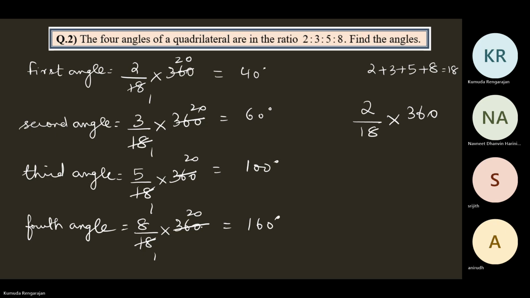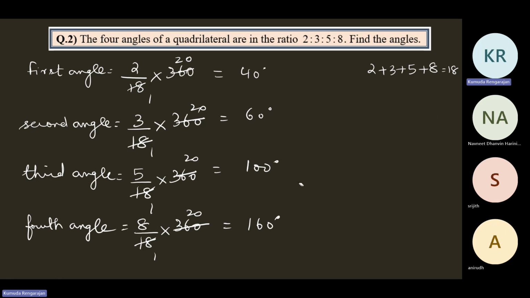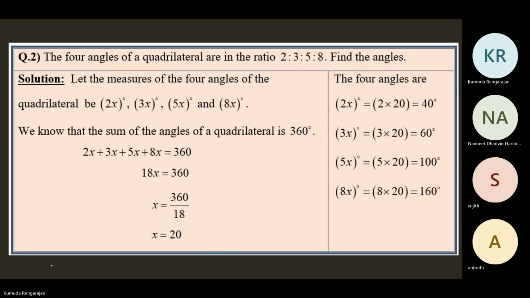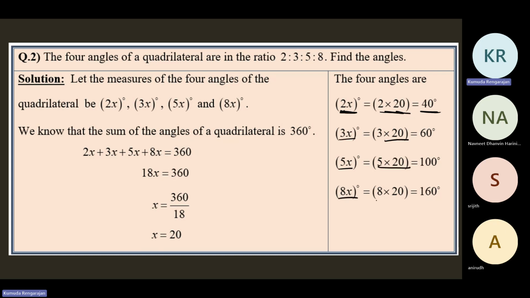Correct? So this is one way of presenting the answer. You can also present your answer like this. Let the angles be 2x, 3x, 5x, and 8x. So 2x plus 3x plus 5x plus 8x is equal to 360 degrees. 18x is 360, x is 360 by 18, x is 20. Once you find the value of x, 2x is one angle. So 2 into 20, 40. 3x, 3 into 20, 5x, 5 into 20, 8x, 8 into 20.